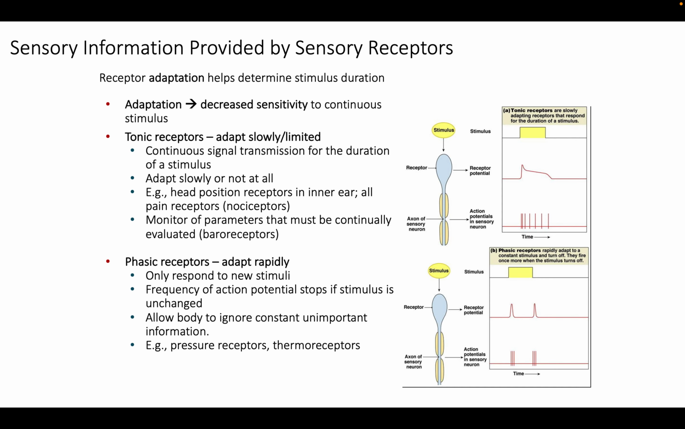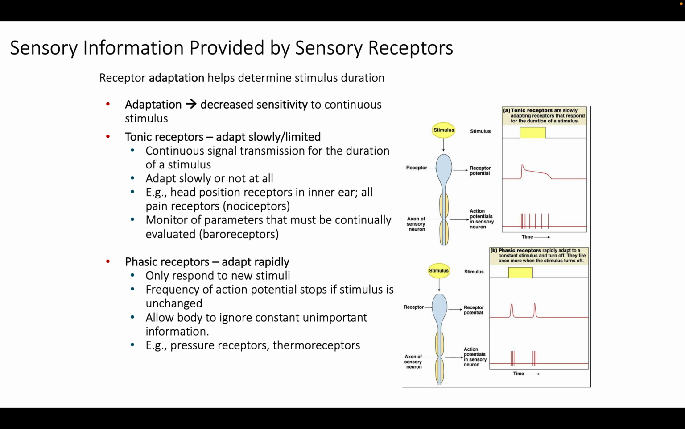Okay, so we can call these tonic and phasic receptors. Again, the idea behind adaptation is we're going to decrease our sensitivity over a certain period of time in the presence of a constant stimulus. So the stimulus is always there. The stimulus is the same in both of these examples for tonic and phasic. But how our receptors respond and how many action potentials they generate, that is what's going to differ.